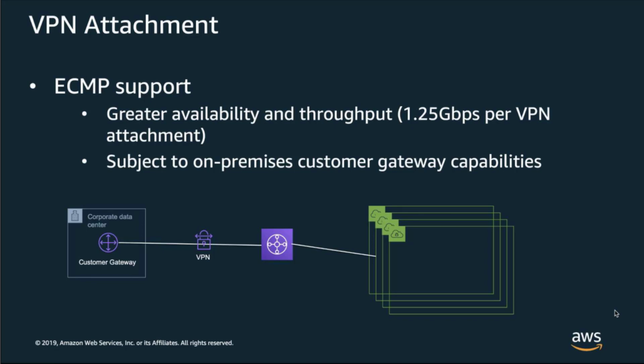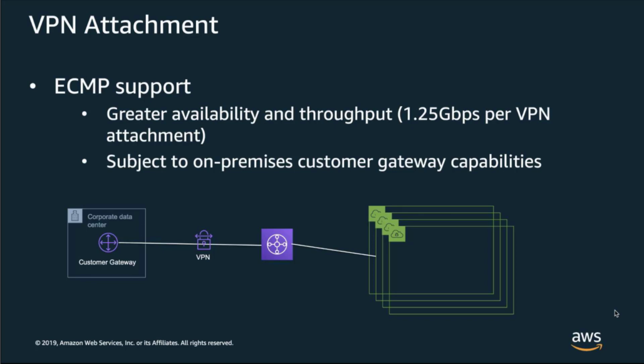That ECMP is also subject to your on-premise customer gateway capabilities, and your customer gateway is just your on-premise routing equipment or your VPN concentrator, wherever you're terminating these VPN connections. There's some vendors that will support up to 4 tunnels in a VPN attachment that'll do ECMP. Others go up to 8. So you really want to check with your on-premise equipment manufacturer to make sure what those limits are and what their support is for ECMP.